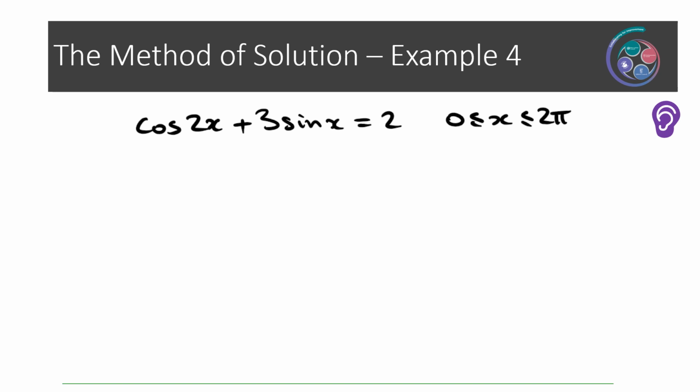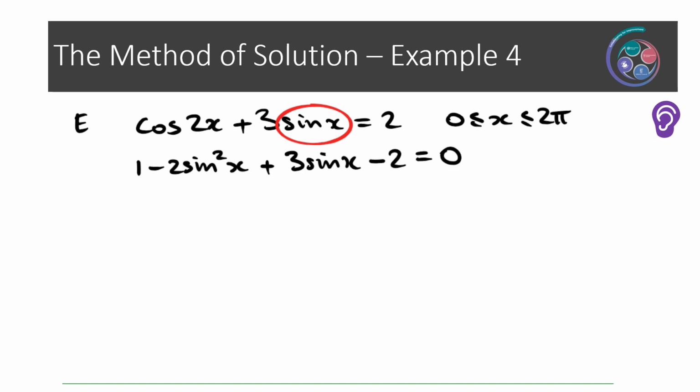Okay, so cos 2x. Again, I've got my choice of expansions. What expansion do I want to use? Because in the question this time I've got a sin x, I'm going to use the sine expansion, which is 1 minus 2 sine squared x, plus 3 sine x. I'm going to take this opportunity to bring the 2 over, because remember what I said earlier, we want to try and keep that right hand side 0. It will help us when we come to the solving part.